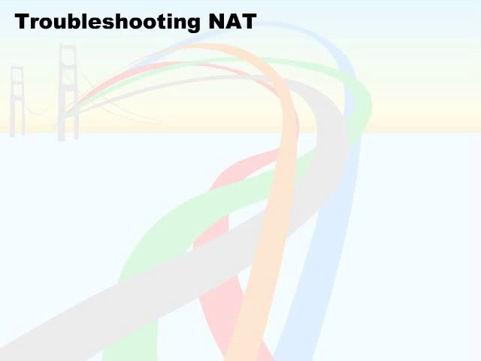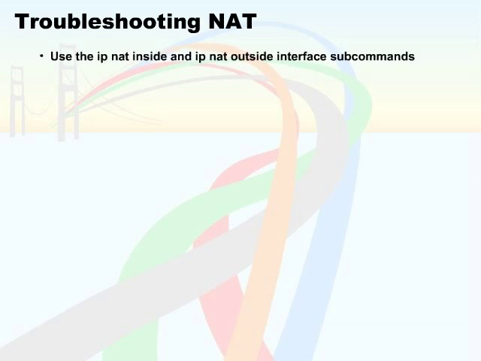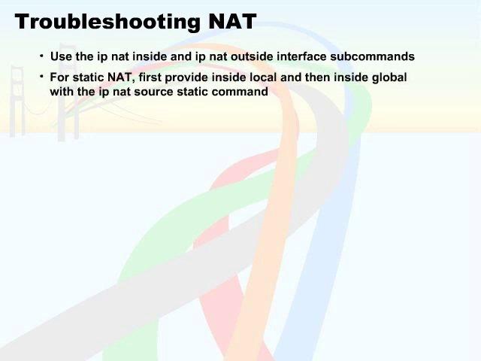To avoid NAT configuration problems, keep these key suggestions in mind. First, make sure that you use the IP NAT inside and IP NAT outside interface subcommands to configure the inside and outside part of NAT. While configuring static NAT, we need to make sure that we have first provided the inside local address and then the inside global address with the IP NAT source static command.